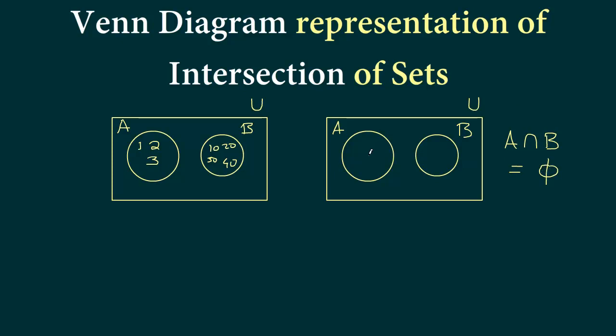There is no part of A and B that overlap. They don't have any common elements. So let's do a contrast with the first example.